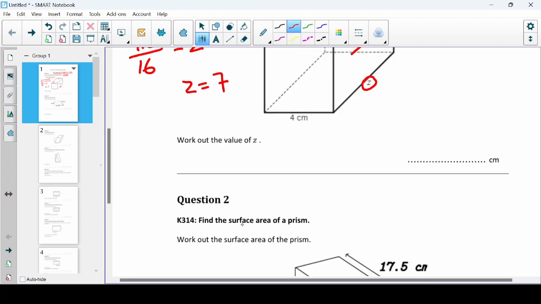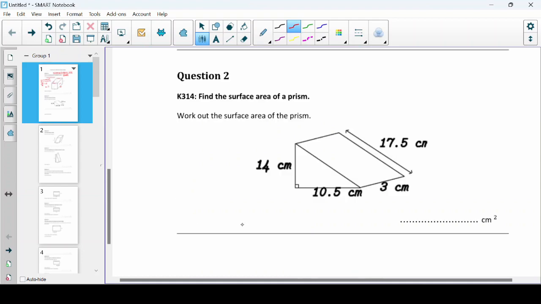And the second question says work out the surface area of the prism. So here is a prism, and you can see the side lengths. For the surface area you have to find the areas of all the faces, and then add them. For example, we can call this the front. This one is a 90-degree angle, you can see here it's a triangle.